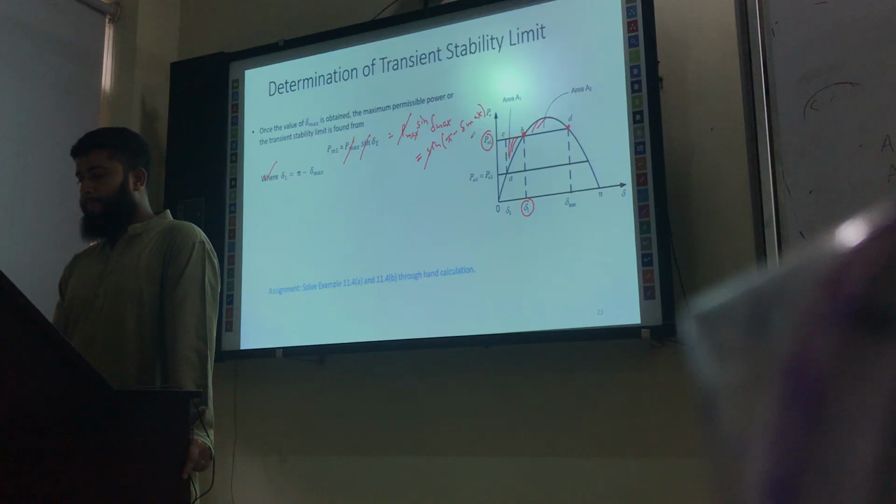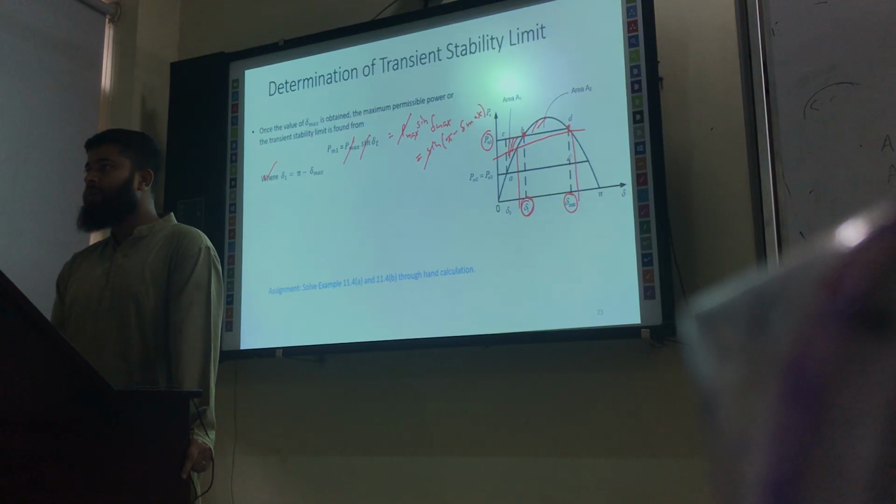That means the summation of delta 1 and delta max will always be constant, at any point or at any value of this PM1. If you take this PM1, then here as well the summation of delta 1 and delta max will give you the constant.